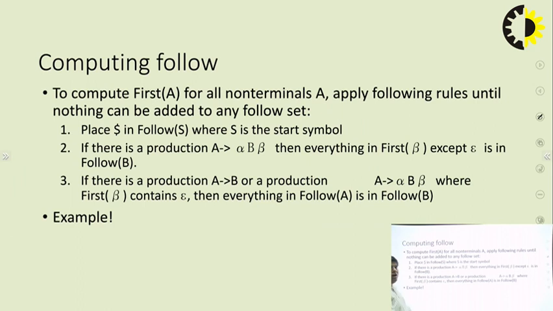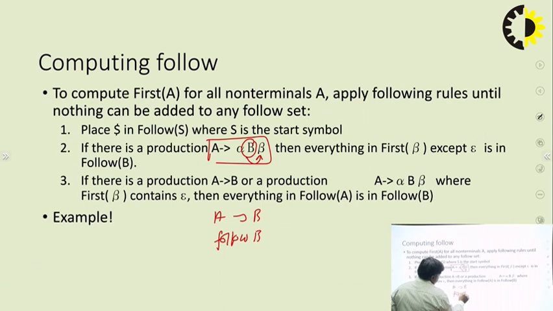Now, what is the follow? We can simply follow this rule. What is the follow of B? It means the follow of B is known as beta, if beta is a terminal. If beta is a non-terminal, then the first of that beta is known as the follow of B.